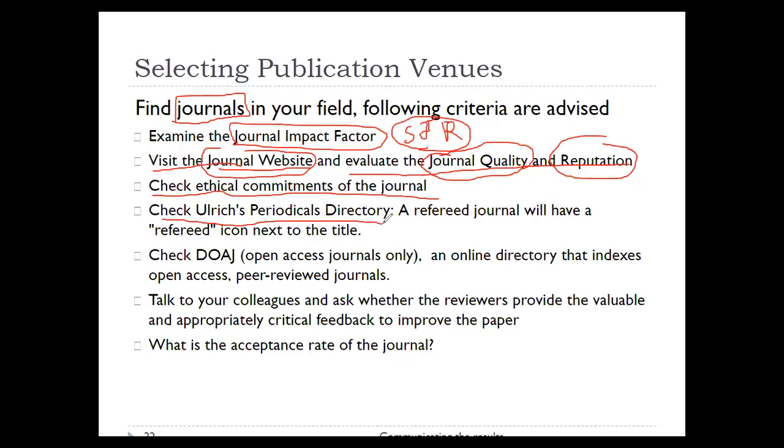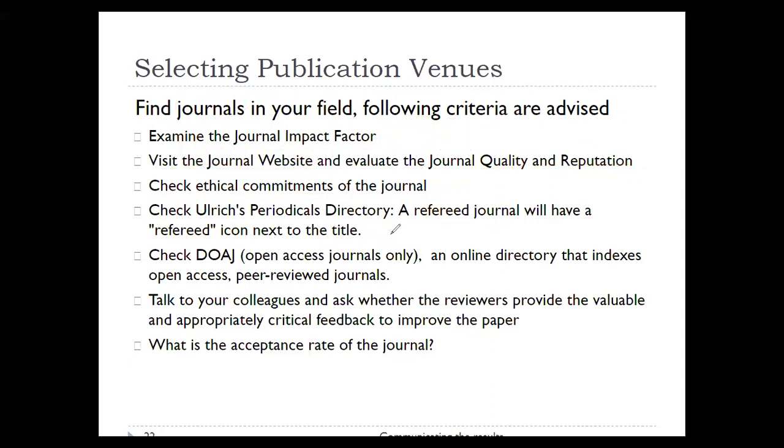Check the Ulrich periodical directory. A refereed journal will have a refereed icon. Now this directory, the Ulrich periodical directory, includes a lot of research journals, and only the refereed journals will have a particular refereed icon in front of them. Other journals will not have the refereed icon. So whenever we say the journal has a high impact factor and it is refereed, we are talking about the Ulrich periodical directory, and whether the refereed icon is there or not, that again you need to see.